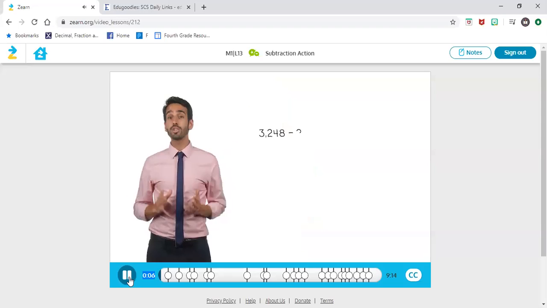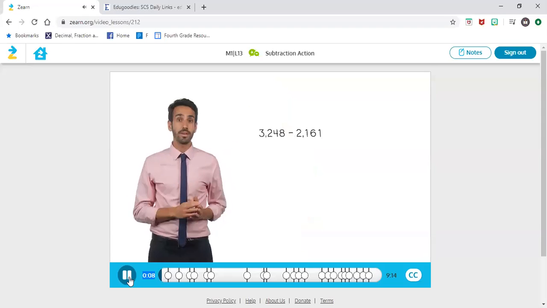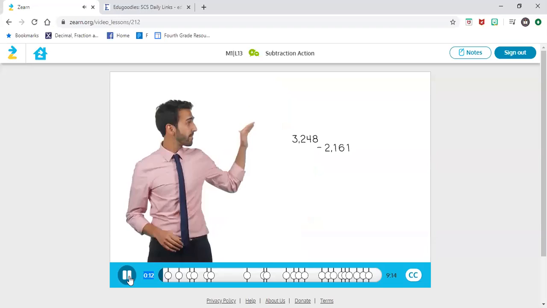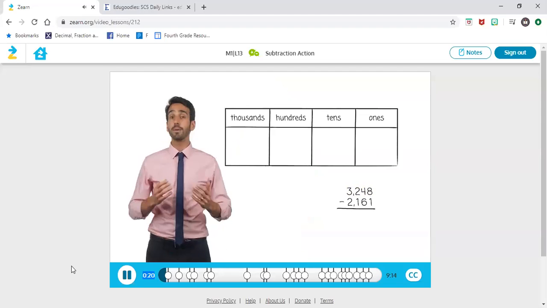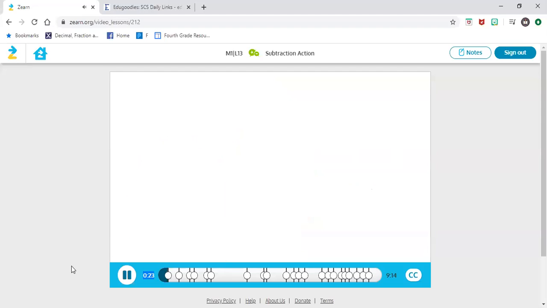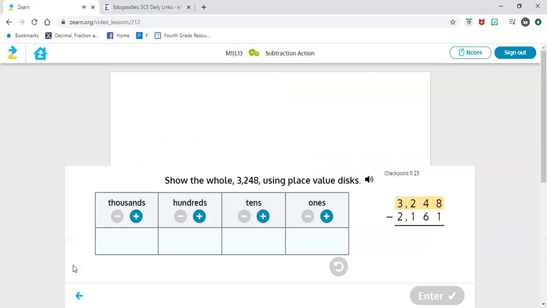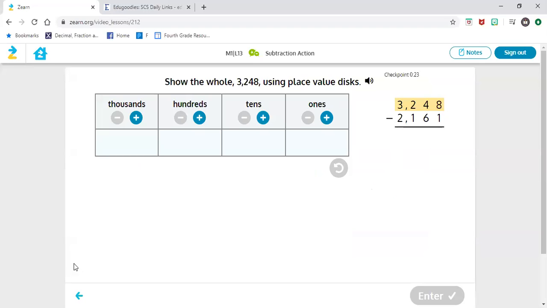3,248 minus 2,161. We can write it vertically like this. Let's use a place value chart to subtract. Show the whole 3,248 in the place value chart using discs. All right, we're going to use the place value chart first, just so we can get an understanding of the subtraction that we are doing, the regrouping, the decomposing. Okay, so we have 3 thousands, 2 hundreds, 4 tens, and 8 ones.